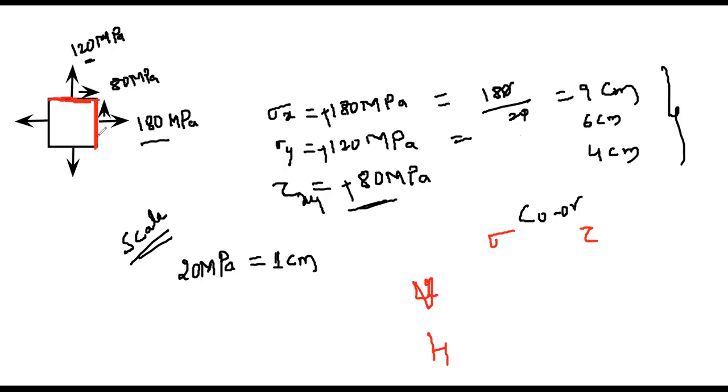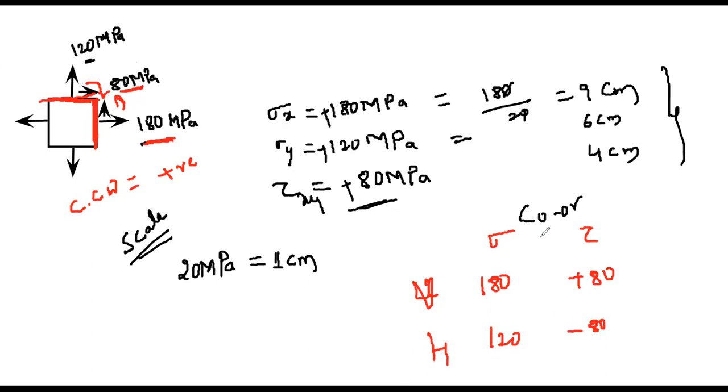On this vertical plane, we have a tensile stress of 180 megapascal. And we have a shear stress acting on this vertical plane in the anti-clockwise, counterclockwise direction, which we will consider positive. So here it is positive 80 megapascal shear stress acting on this plane. On this horizontal plane, there is a tensile stress of 120 and a shear stress of 80 megapascal acting in the clockwise direction. So it is negative 80 megapascal.